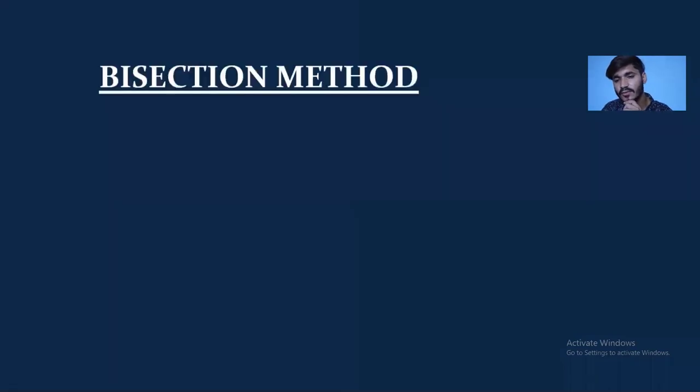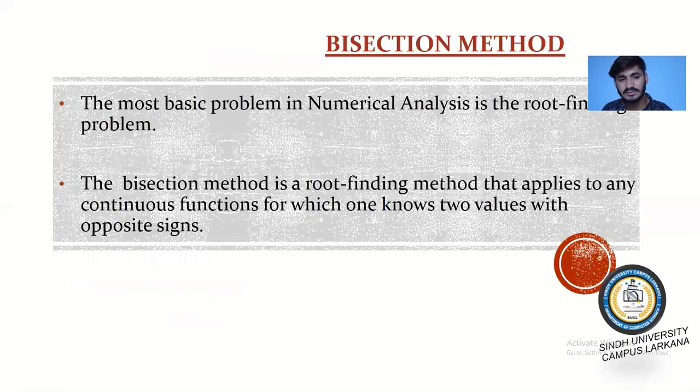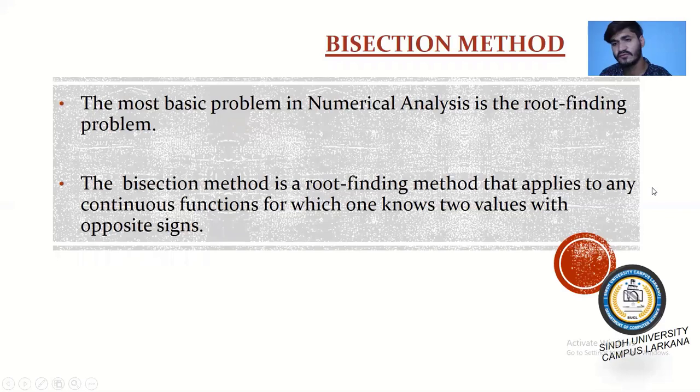And now we will discuss the bisection method. The most basic problem in numerical analysis is the root finding problem. The bisection method is a root finding method that applies to any continuous function for which one knows two values with opposite signs.